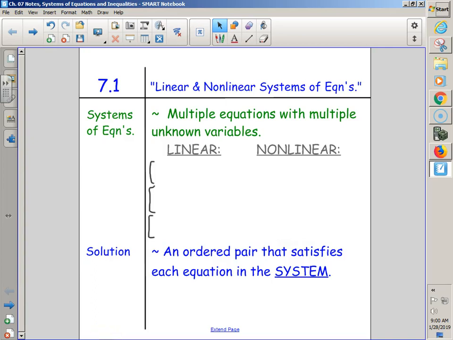For ax. Oh, it froze again. That's awkward. Ax plus by equals c.